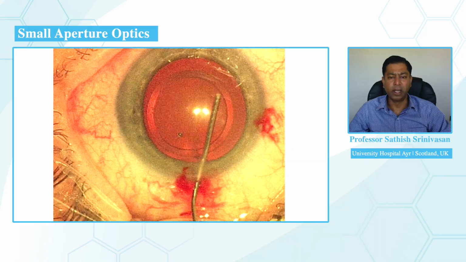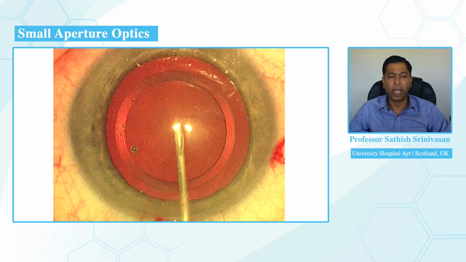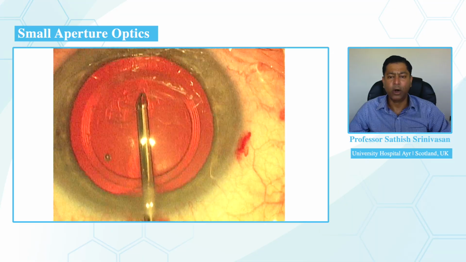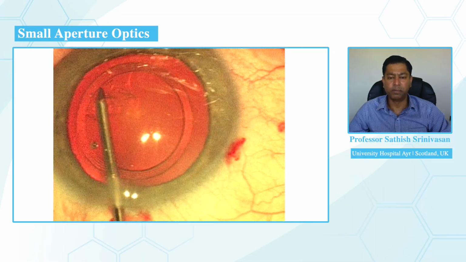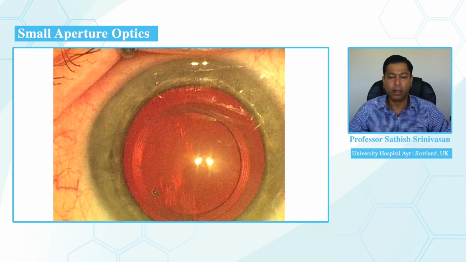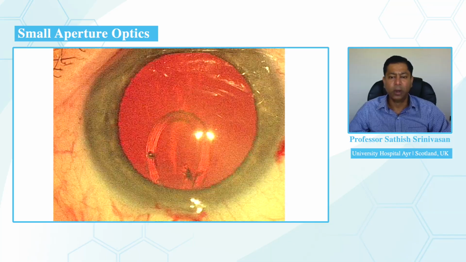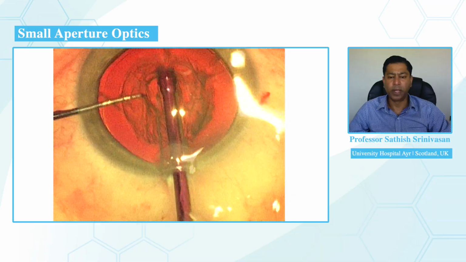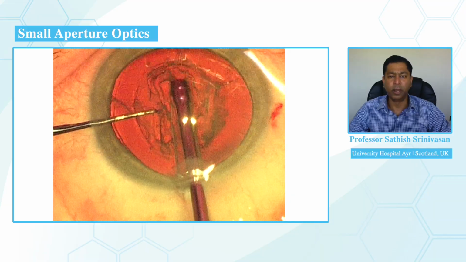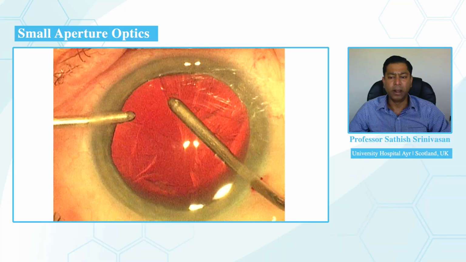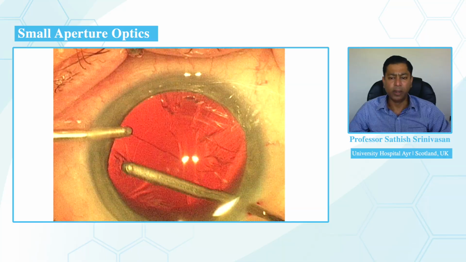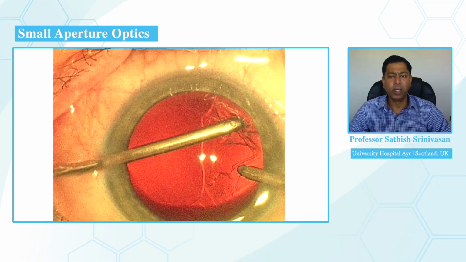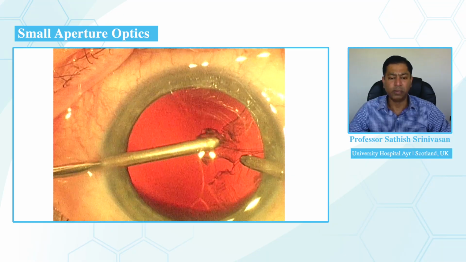This nicely helps to center the capsular opening over the patient's first Purkinje reflex, centering it on the visual axis. Once the capsular access is performed, standard phacoemulsification is carried out to remove the nuclear lens fragments, and a bimanual irrigation aspiration device is used to remove the cortical lens material.